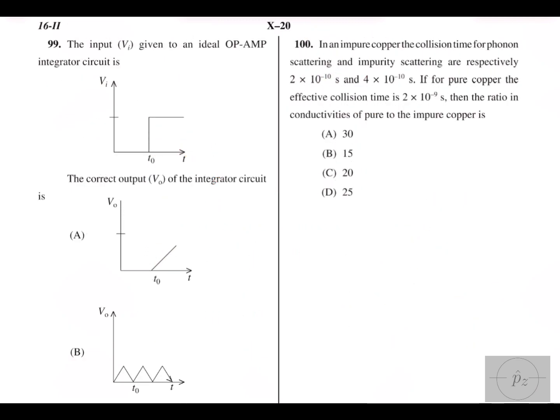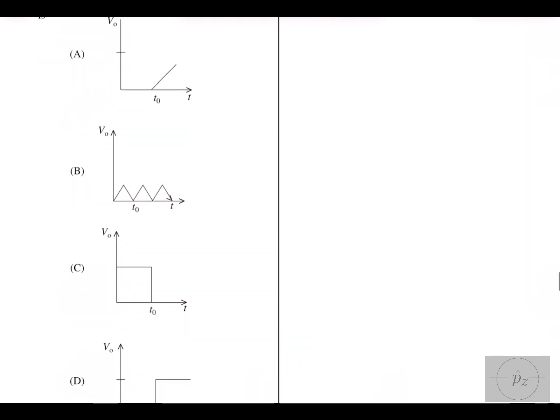Problem 99. The input given to an ideal op-amp integrator circuit is this. So the correct output of the integrator circuit would be. So note that the input voltage is 0 from 0 to t naught. So we should expect the output voltage to be 0 from 0 to t naught. So this eliminates option B and option C.